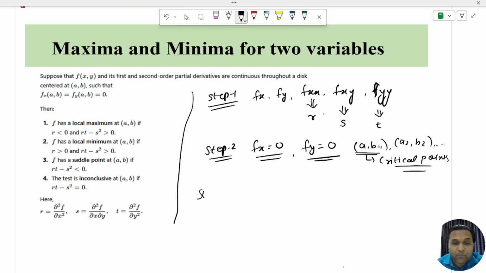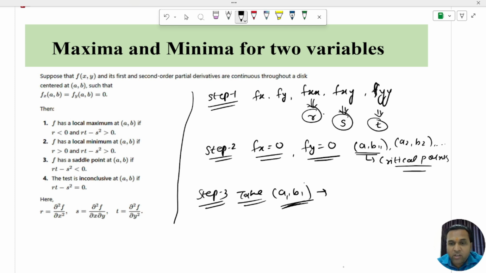In step 3 you have to take every point one by one. Suppose if I am taking a1, b1, it means I am taking the first point. After that you have to check your r, s and t, means you have to substitute this point in r, s and t. That is clear? And you have to find rt minus s square. That is your main task.